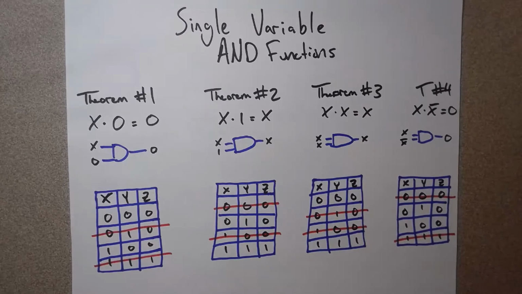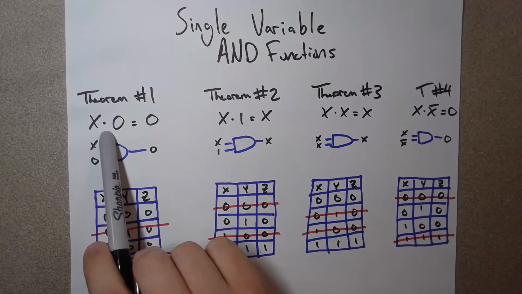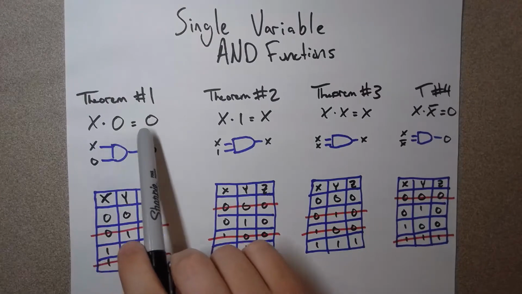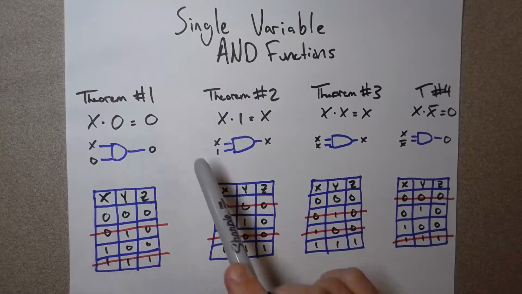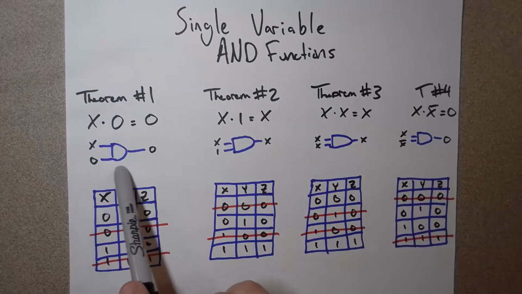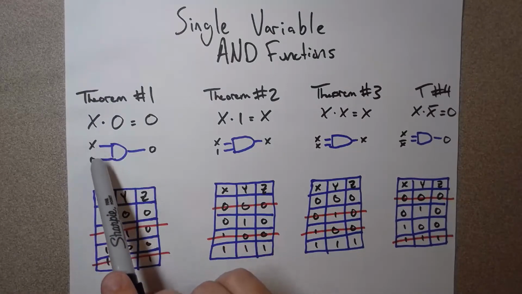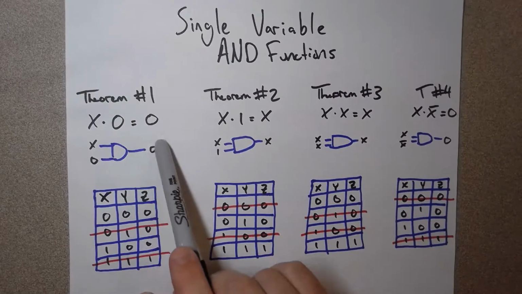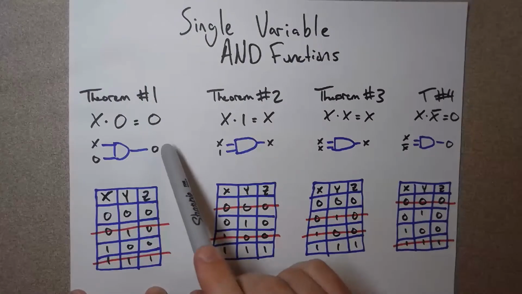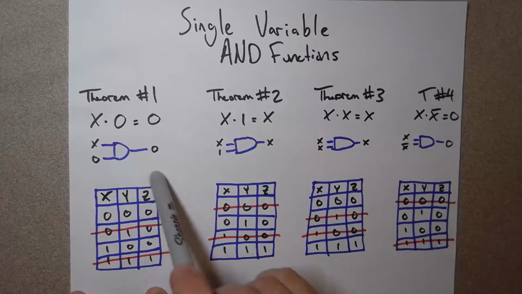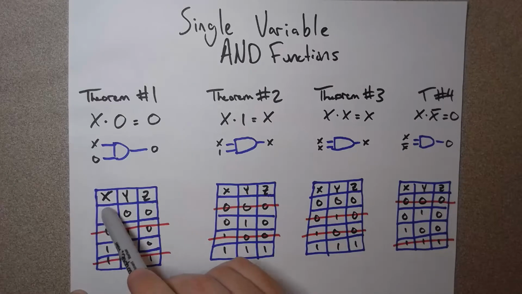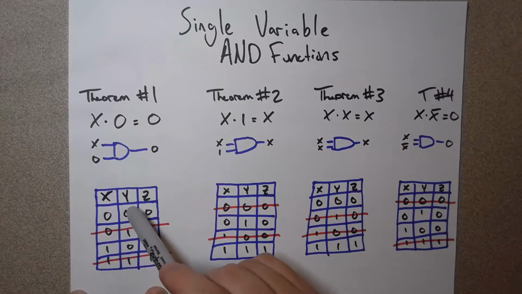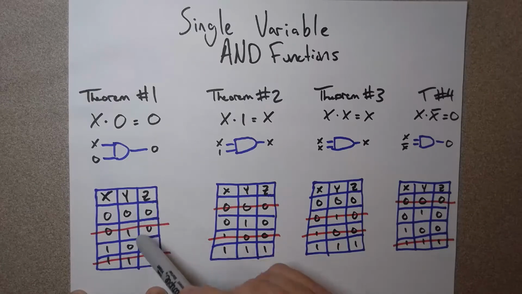Theorem number 1 is if we have x and 0, our output is always going to be 0. So you can see that with our AND gate here. x and 0 is always going to equal 0, and we can prove that with our truth table here. So no matter what x is, if the other variable is 0, it's always going to be 0.